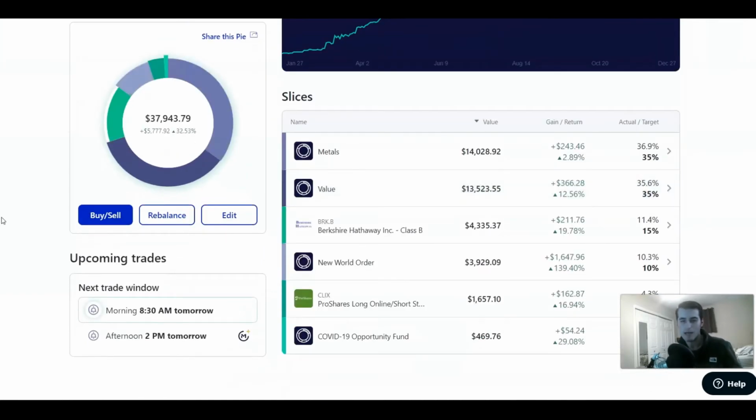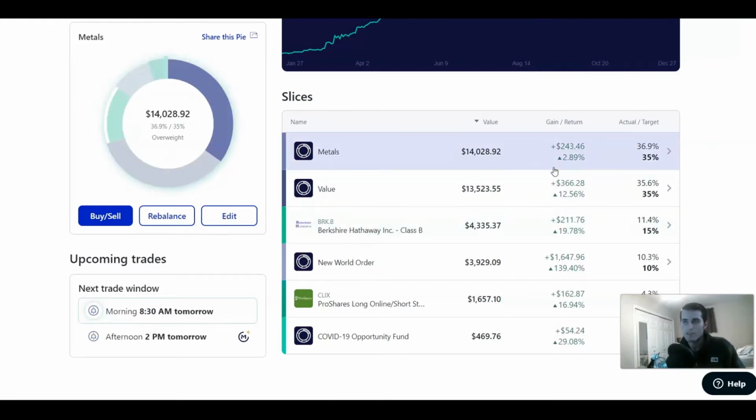Now, one of the drawbacks with M1 Finance is that unlike many other brokerages, say a Robinhood, a Vanguard, a TD Ameritrade, pretty much every brokerage, at least every major brokerage, is going to have the ability to place trades at any time of the day. That is not actually the case with M1 Finance. You can only place a trade at about 8:30 a.m. every day.